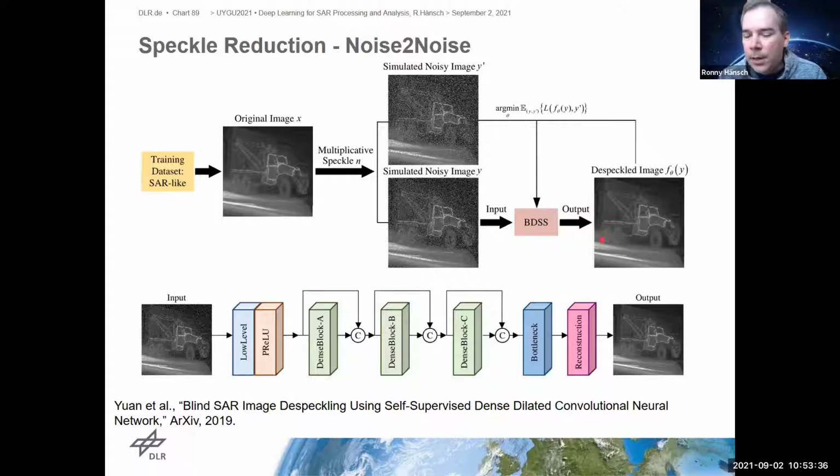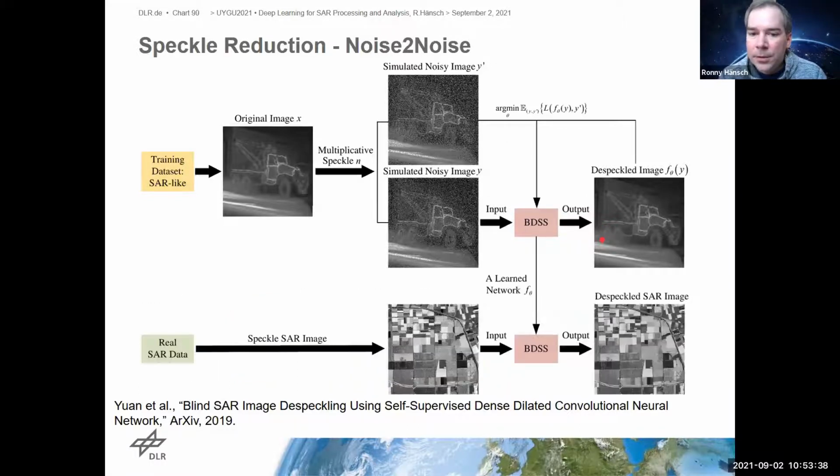Well, and then you can, of course, apply this to real images, right? So for real SAR images. So once this network is trained, you have your speckled image as input, you put it into the network, and you get the despeckled image out.